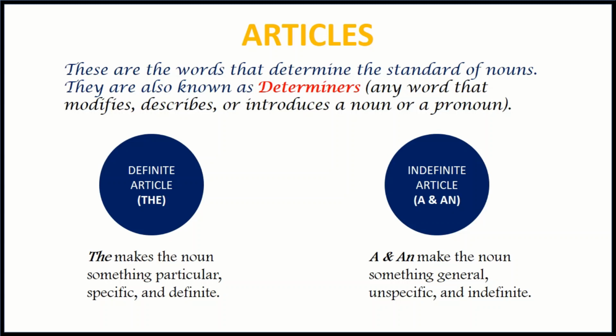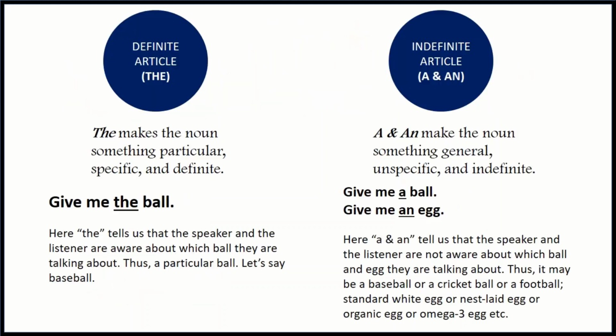Furthermore, to understand the general idea, let's look at some examples. For example, "Give me the ball." When someone says "the ball," the listener and the speaker know very well which ball they are talking about. So let's say the speaker said, "Give me the ball," and the listener knows which ball the speaker is telling him or her to give. Let's assume that it's a baseball.